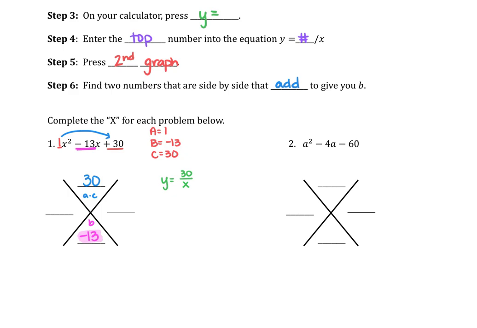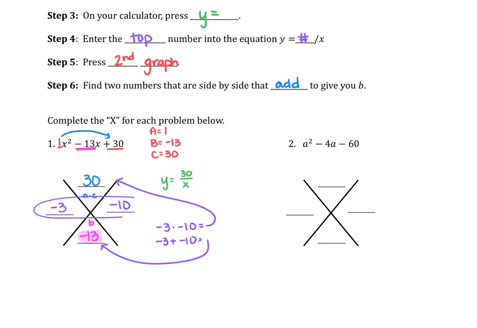So when I look at this table, you're going to see two factors. Those two factors would be negative 3 and negative 10. Now, if I took those two factors, it should ring true that negative 3 times negative 10 gives me the top number of my x. And then if I add the two, it should give me the bottom number of my x. That's what I'm looking for. So these would be my two factors. In a minute, we're going to take those two factors and start our factoring process.